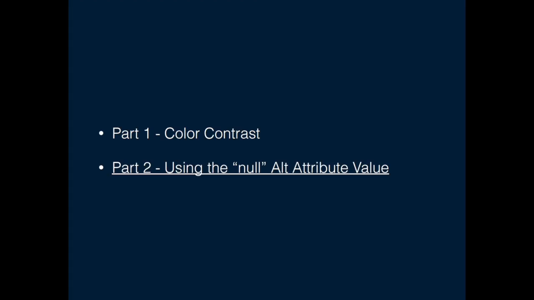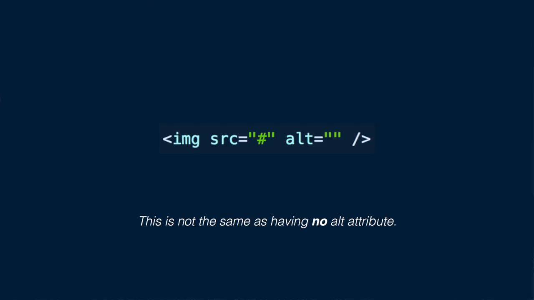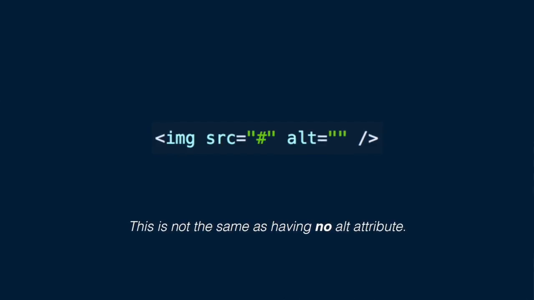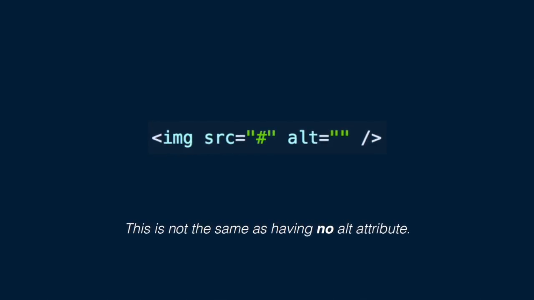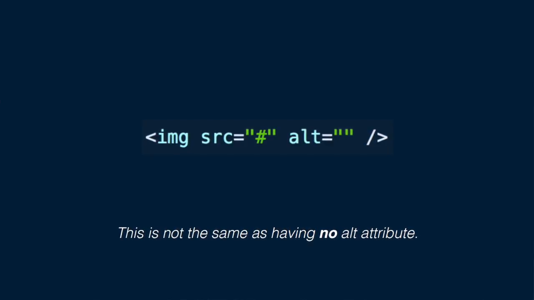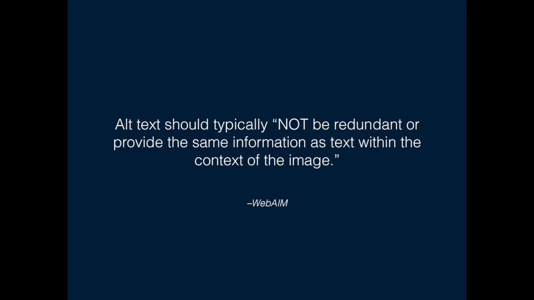So that's part one. Part two is about the null alt attribute value. So what is the null alt attribute value? It looks like this. This is a very simplified IMG tag. The alt attribute value is equal to an empty string here. This is not the same thing as having no alt attribute value. But why would you want to do this?